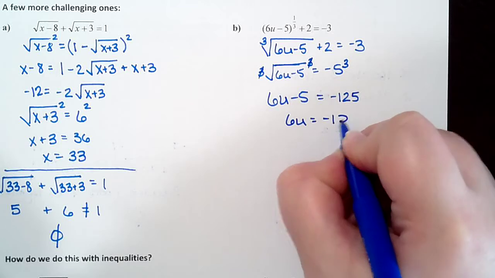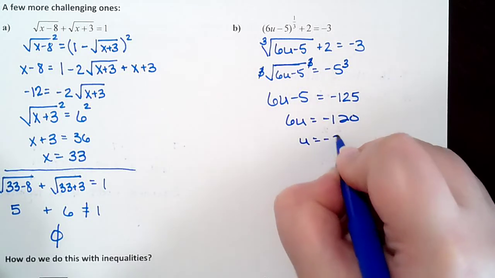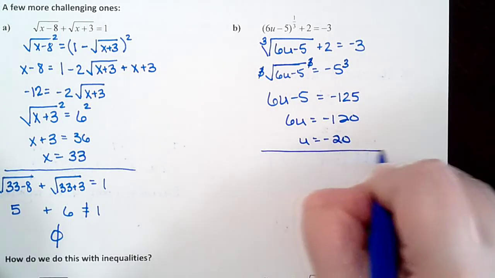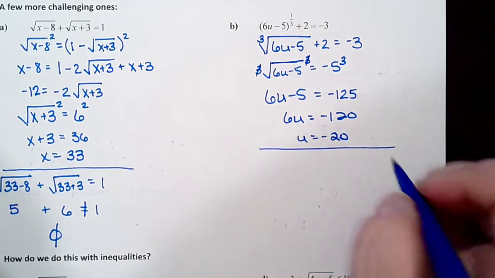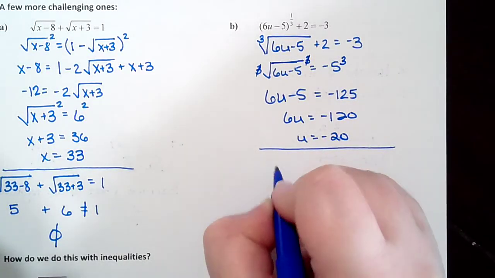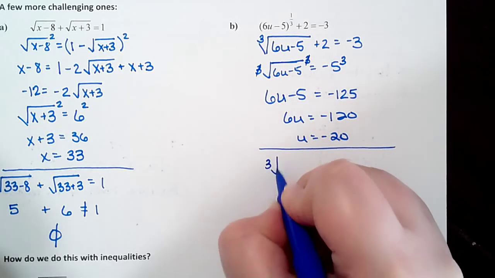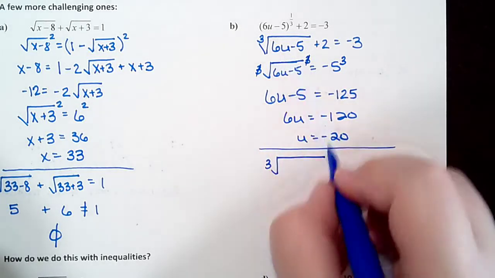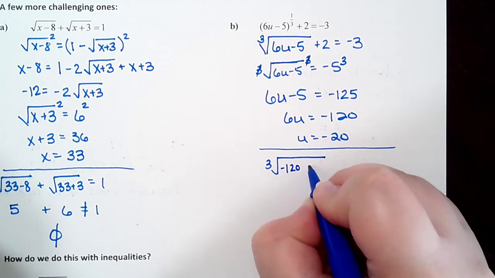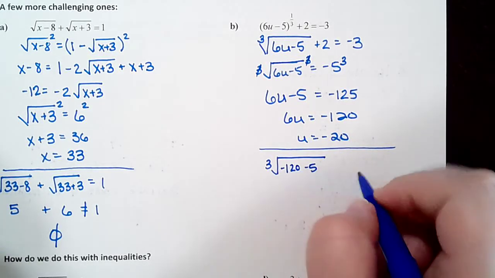6u equals negative 120. U equals negative 20. Let's check our answer, make sure we're not doing any funny business here. I'm actually going to throw it into this one because we're more confident with those radicals. Negative 20 times 6 is negative 120. Minus 5, that's negative 125.